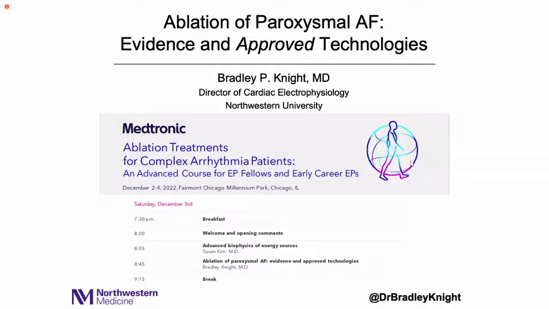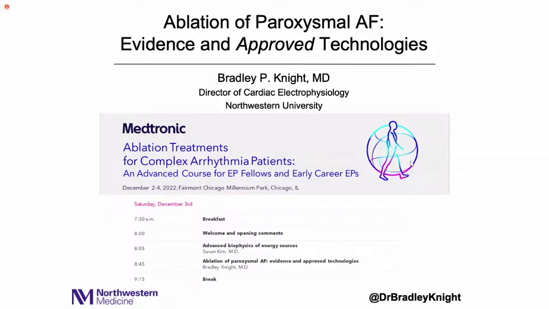We have a virtual audience, and there was a question in the chat, so I'll ask you. If you have a high impedance, say you're in the coronary sinus and you can't deliver too much power because of the impedance cutoff, the question is, what if you increase that impedance cutoff? What would happen?